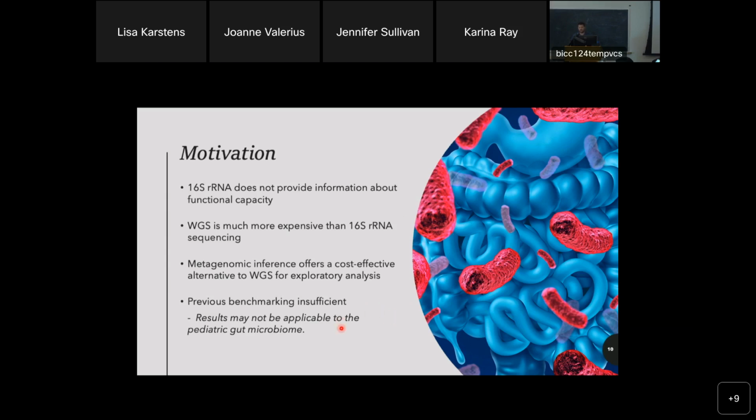There has been some previous benchmarking done on tools for metagenomic inference in the past. However, this previous benchmarking did not include the pediatric gut microbiome, and as I've said, the pediatric gut microbiome is known to vary significantly from that of the adult gut microbiome, and we can't necessarily rely on these results being applicable to this environment.